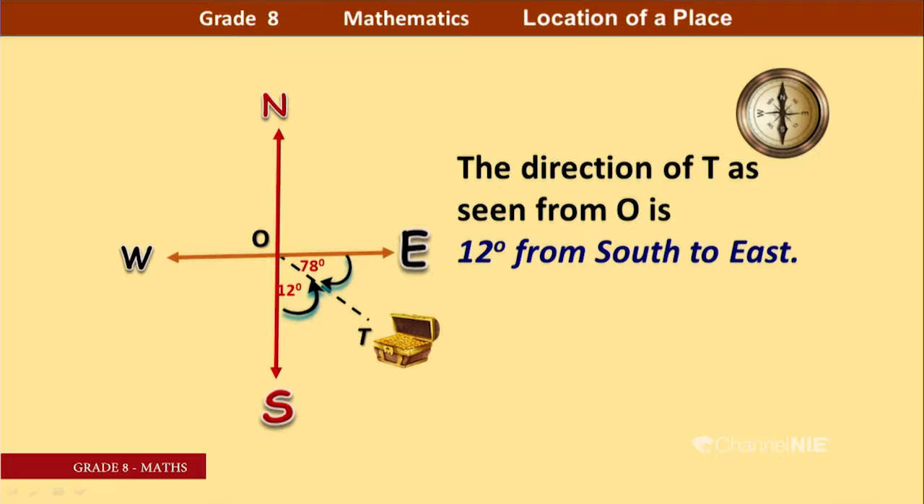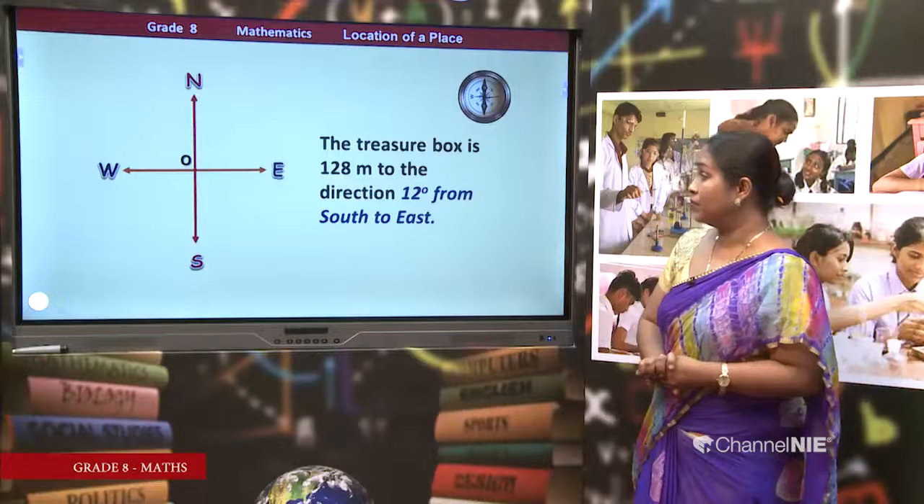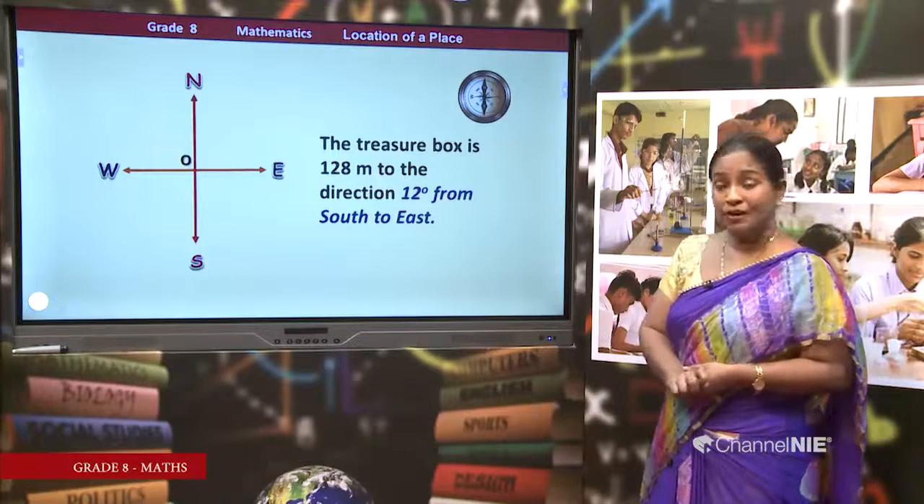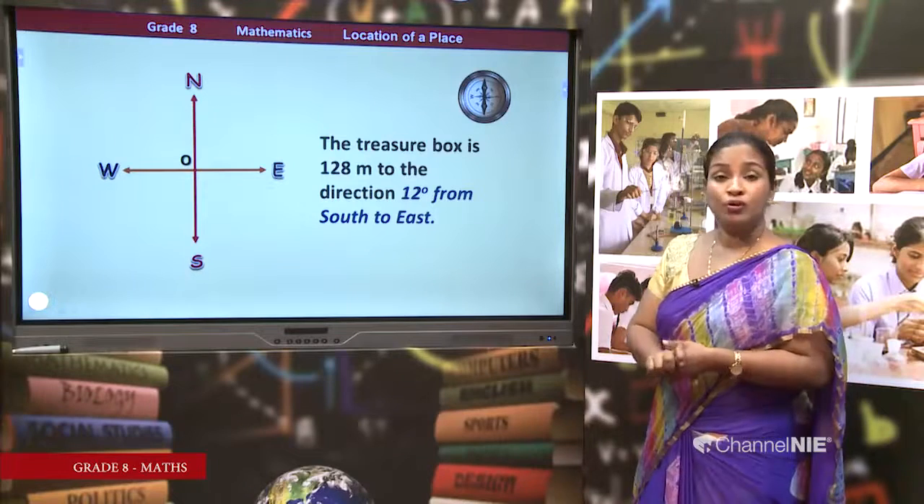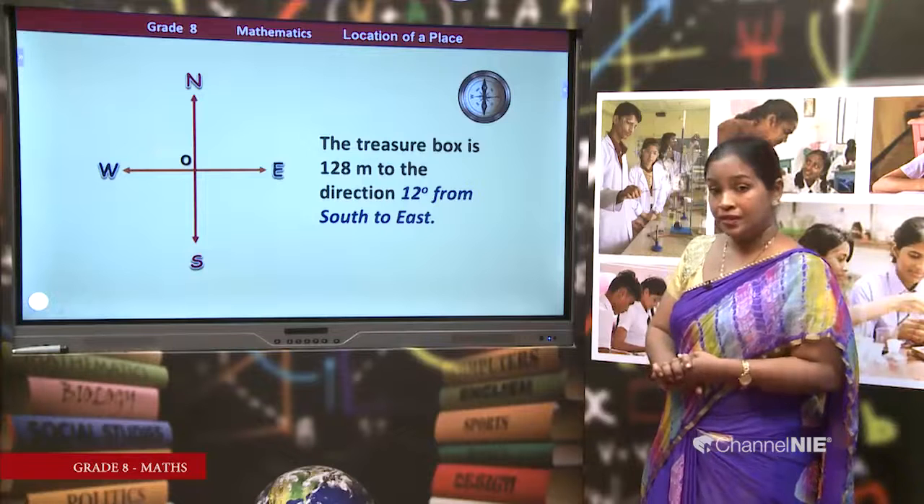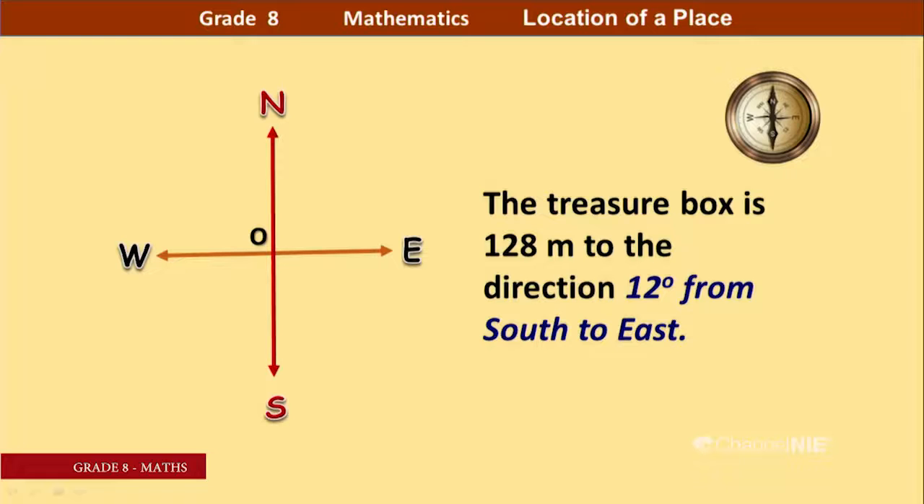If the location, not only the direction, you have to mention the distance. Here, the treasure box is 128 meters to the direction 12 degrees from south to east. So, first we mark the direction with the relevant angles. We will see how could we do that. First, we identify the angle we should mark in between south and east. Here the angle should start with south direction. The magnitude of the angle here is 12 degrees.